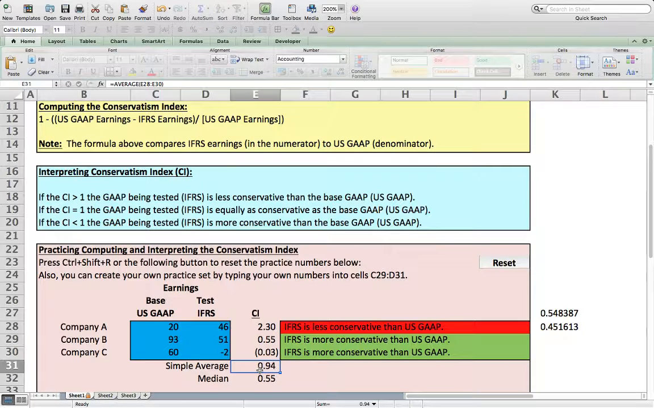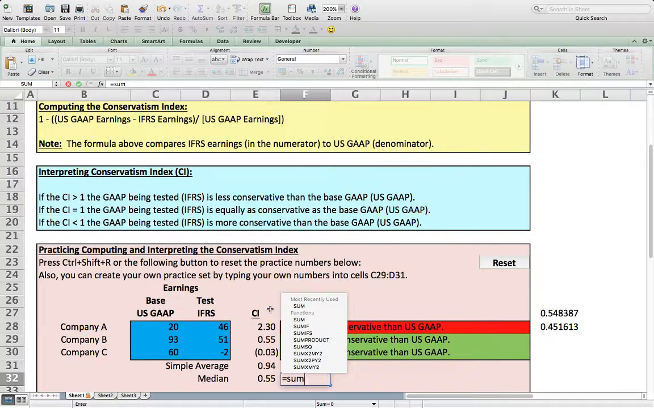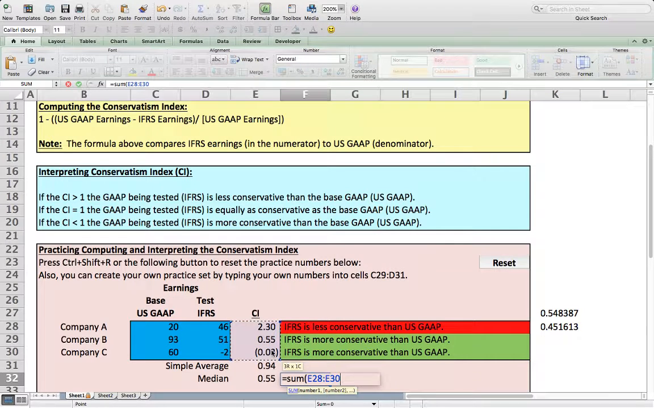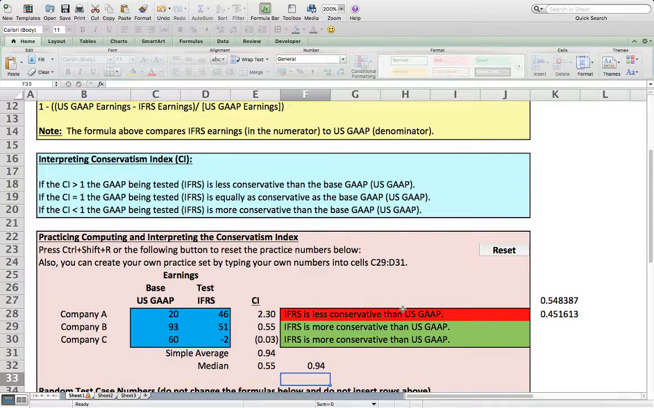And then a simple average. Just take the average. If I were to do that manually, equals the sum of these 3 divided by 3. Hopefully that will load for us. There you go, there's your simple average. I summed them up and divided them by 3.